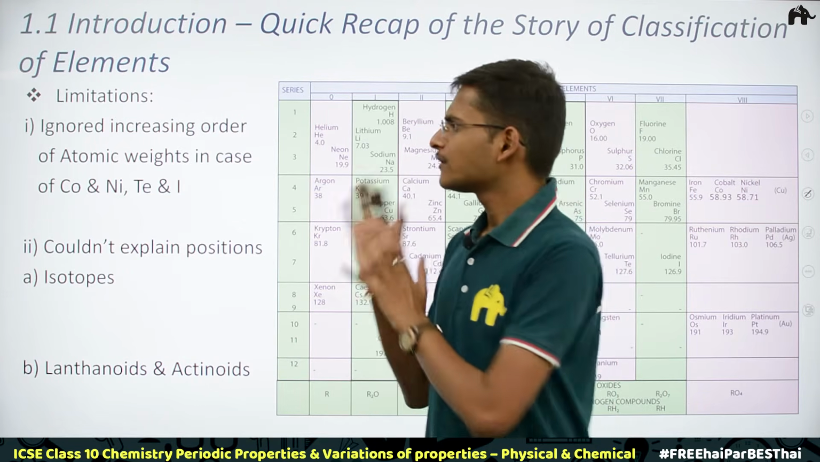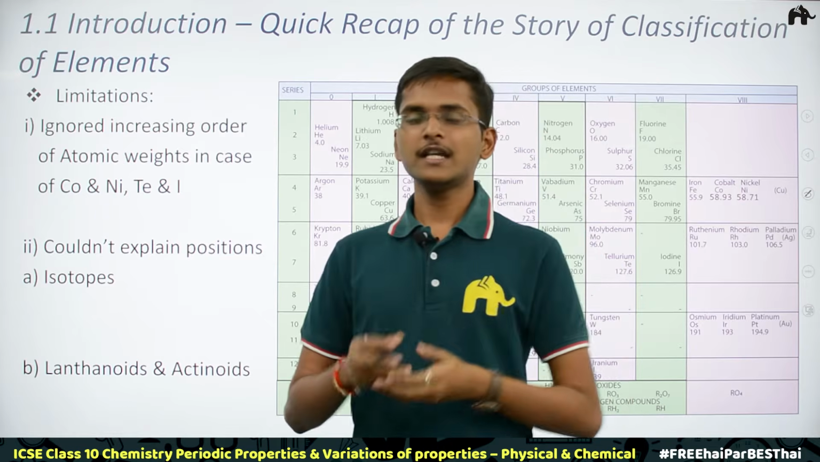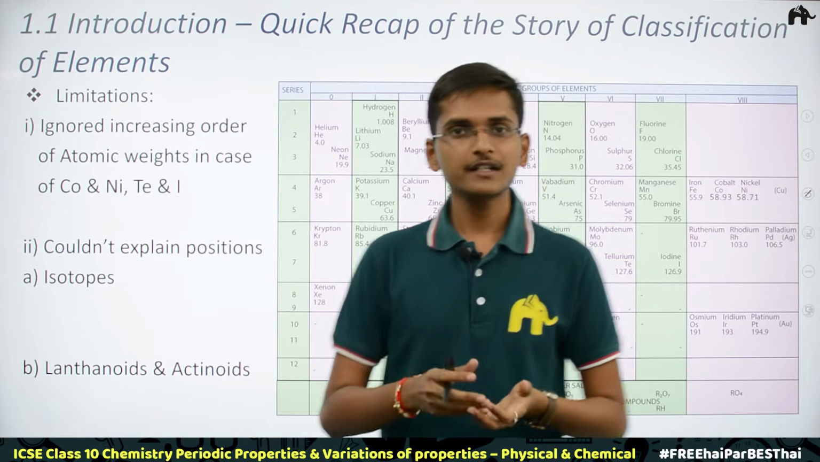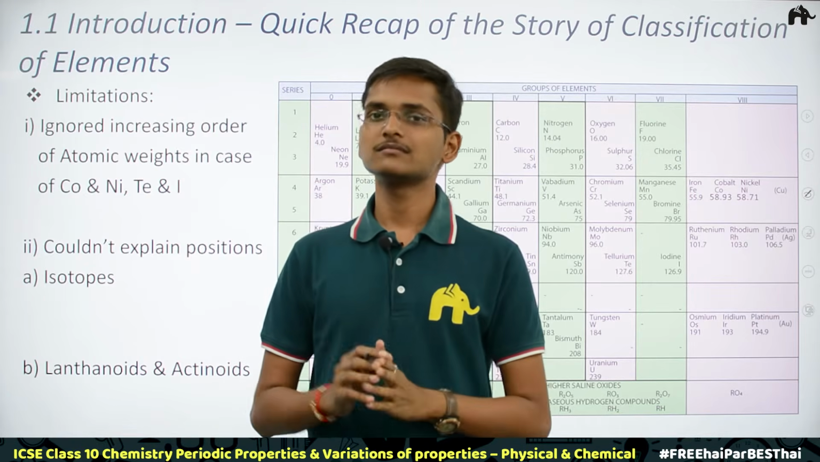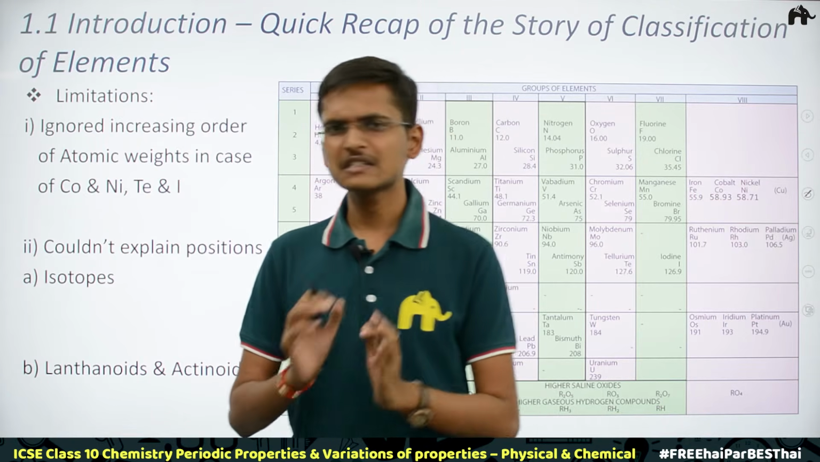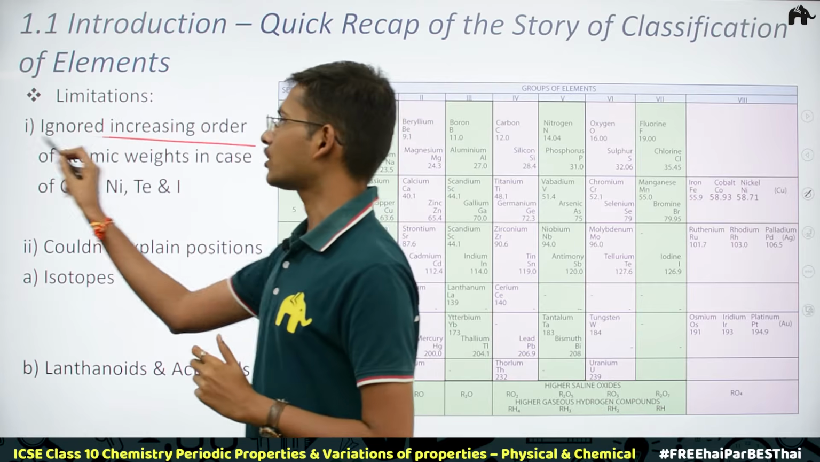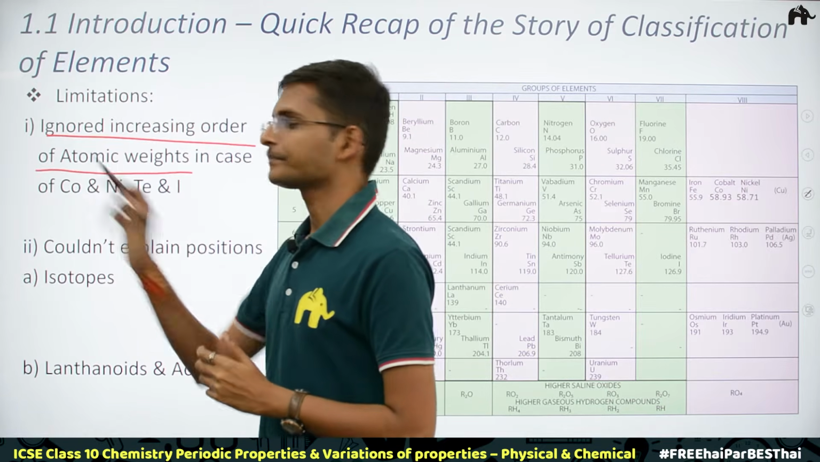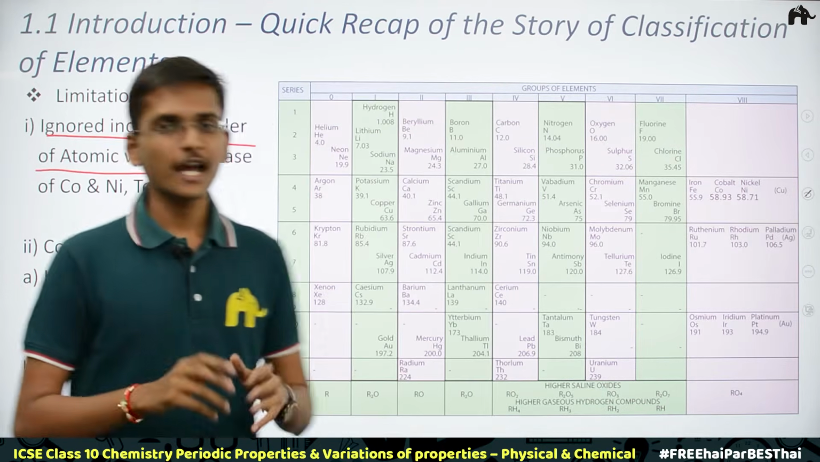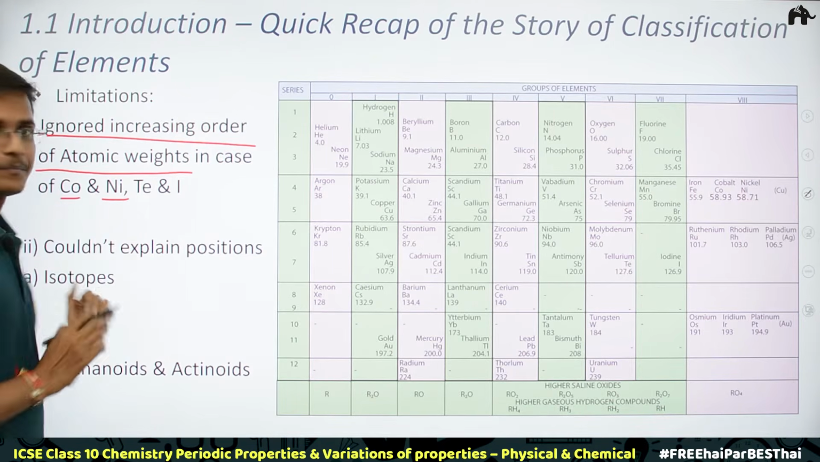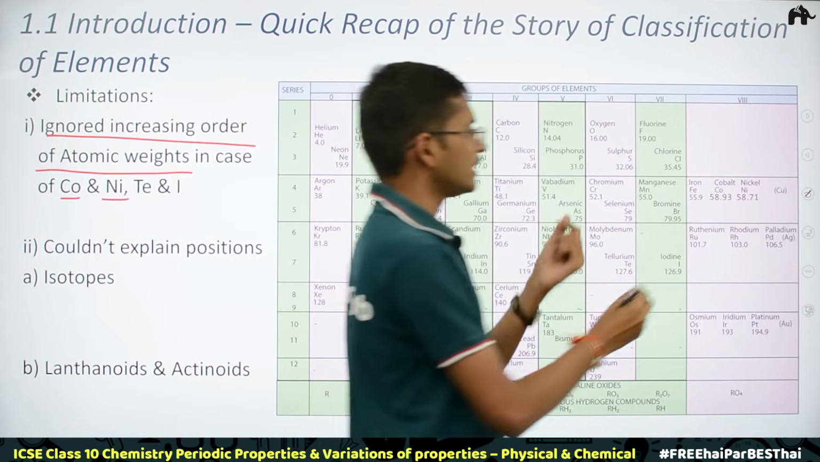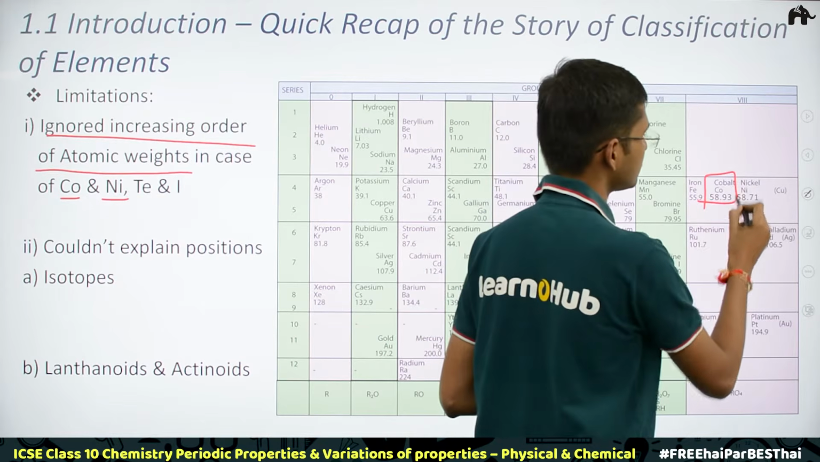Okay, so the first limitation was what he started with, right? He started arranging the elements in the increasing order of the atomic weights, but in some cases he just ignored this increasing order. Now why so? Let's see, and in which cases we are going to see the examples. So the first one is cobalt and nickel. Let's have a look at cobalt. Here it is, and this is nickel.